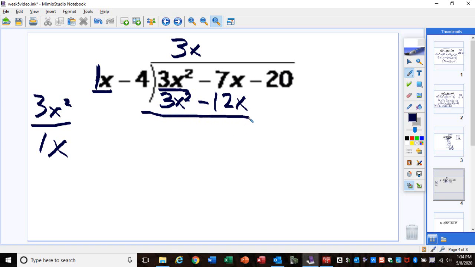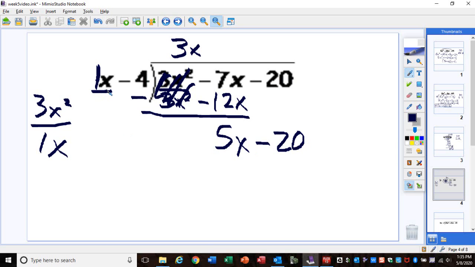Now, what do you do in elementary school? Well, you subtract. These should always cancel. When you do this right, these should always cancel. Now, here's what you have. You have negative 7x minus 12x. Think about that. Negative 7 minus 12 is negative 19... so 5x. Now, you can't divide a 2 term into a 1 term, so we need to bring the next term down.